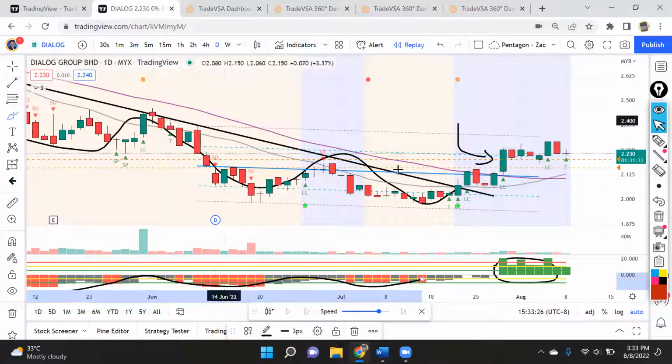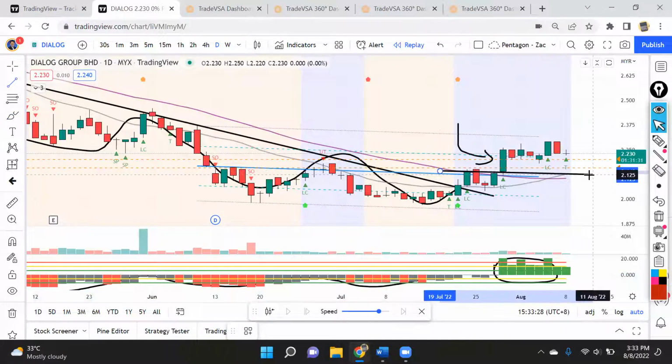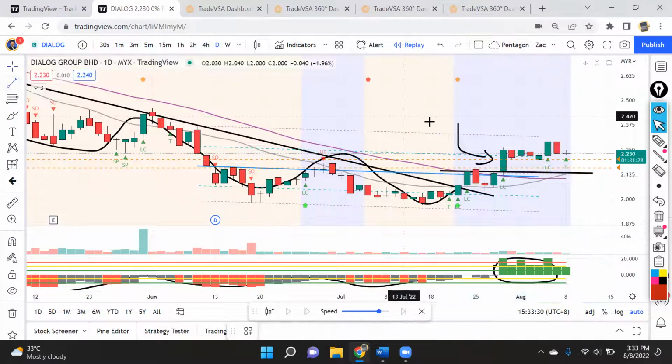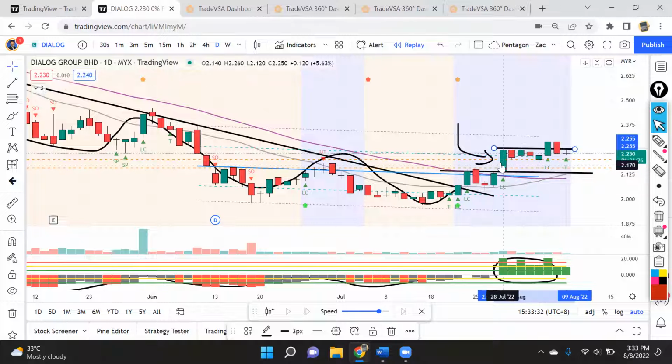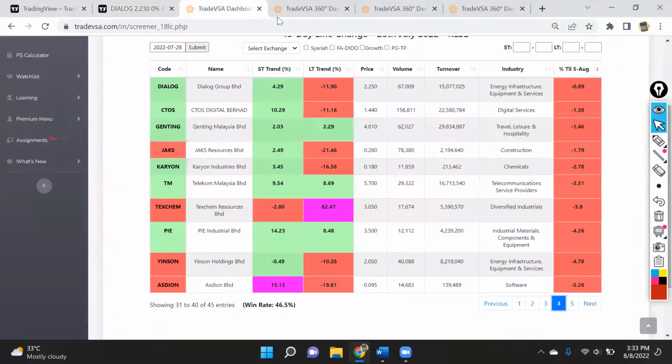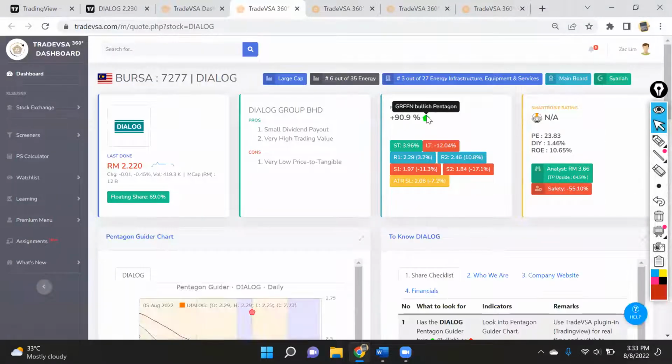We got another line change over here, on 20th of July, and the price looks like it's holding well with this line change bar. So this is a kind of good one. Let's look into dialogue for the trading plan.